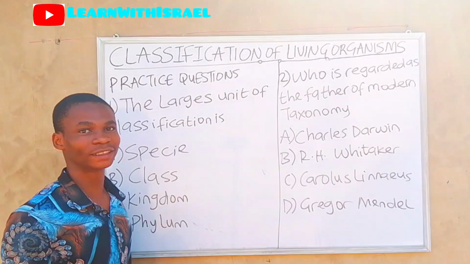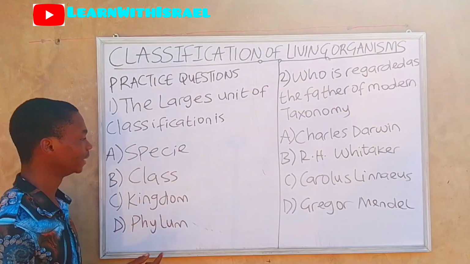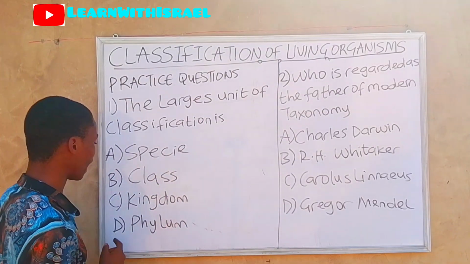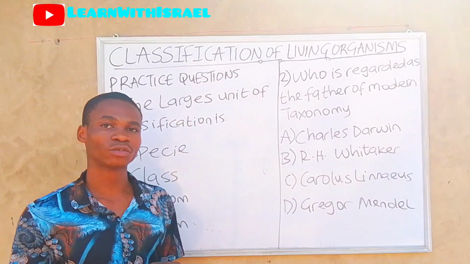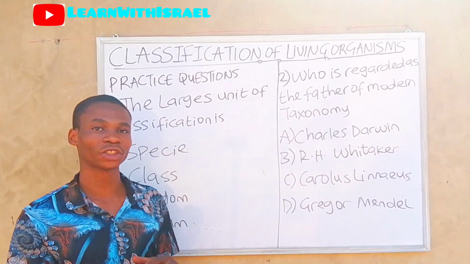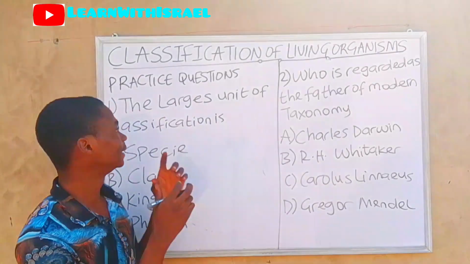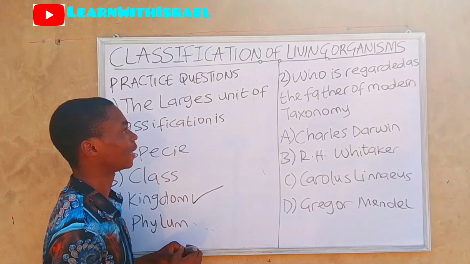Let's treat these practice questions together. The largest unit of classification is A species, B class, C kingdom, D phylum. According to what we've discussed earlier, kingdom is the largest unit of classification according to the hierarchy, while the least is species. So kingdom is the appropriate answer.